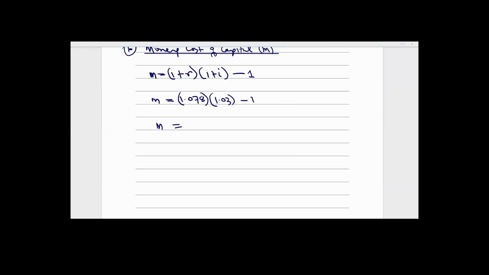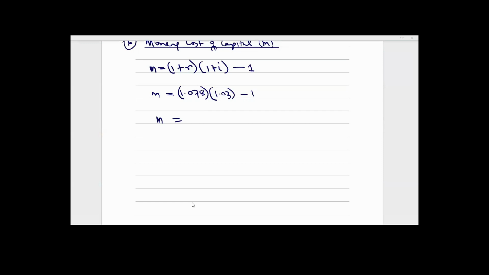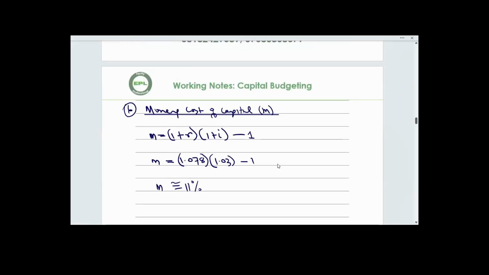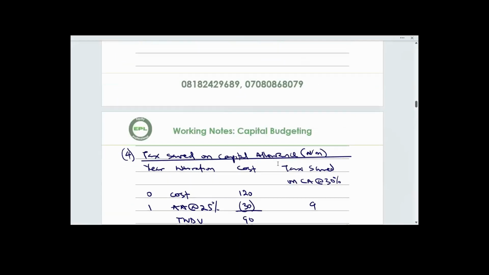Okay, let's move on. So I will then say 1.078 multiplied by 1.03, minus 1, multiplied by 100%. That gave us 11.034. Rounding, this is approximately 11%. So money cost of capital is approximately 11%. So we are going to use 11% to discount the cash flow.